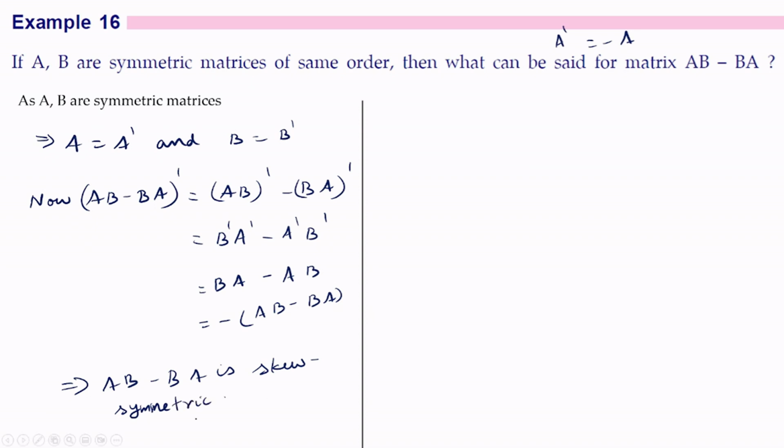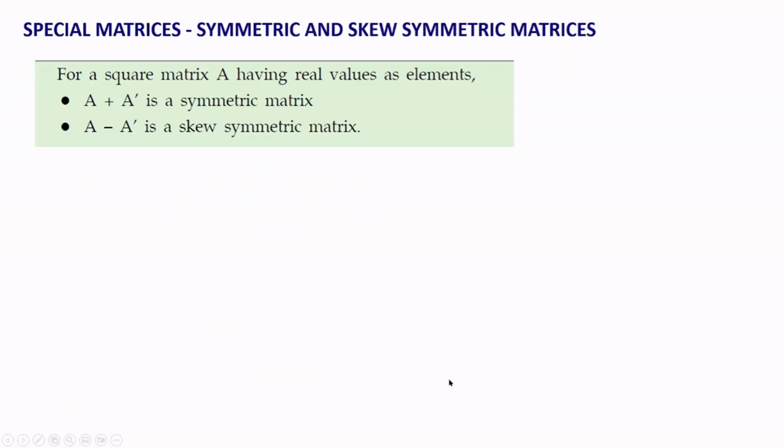So it is skew symmetric. And next we have, if A is a square matrix having real values as elements, then we can see that A plus A transpose is a symmetric matrix and A minus A transpose is a skew symmetric matrix. So we can express any square matrix A as sum of a symmetric matrix and a skew symmetric matrix.